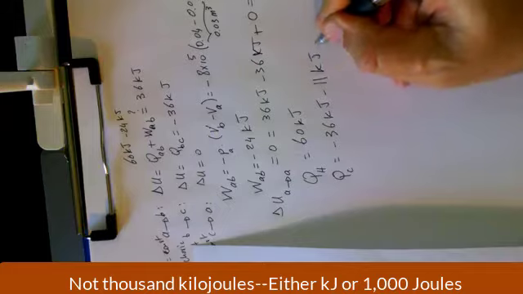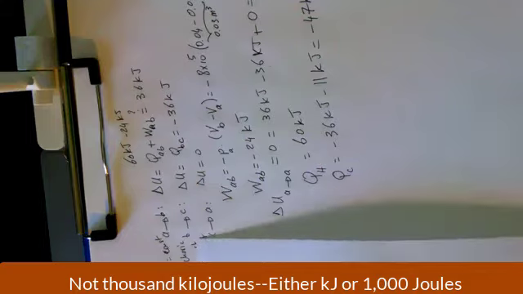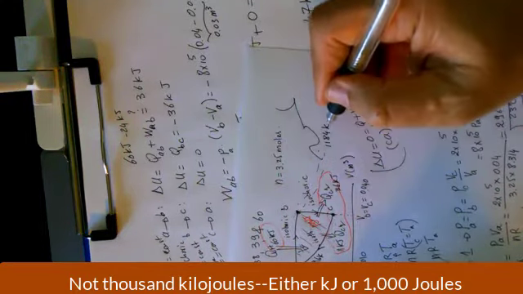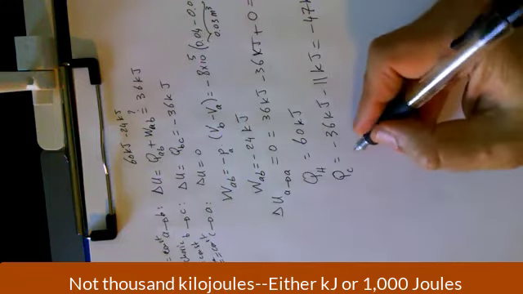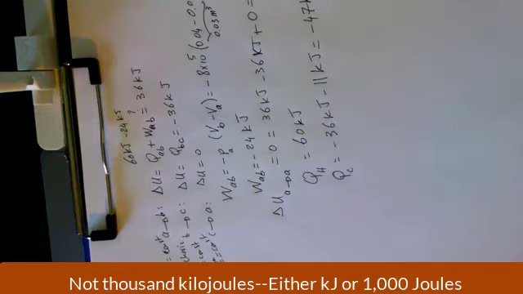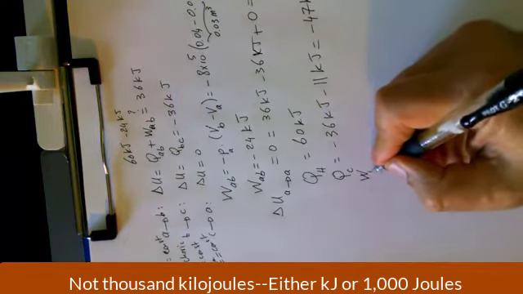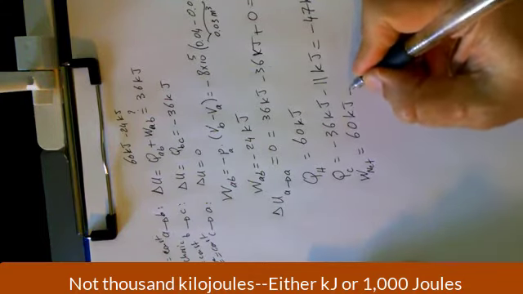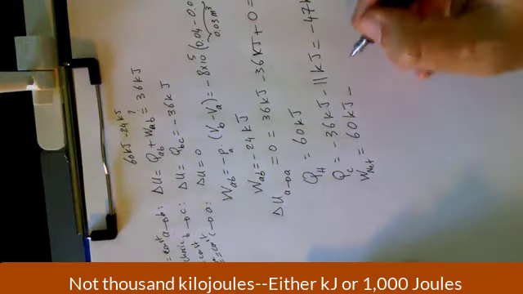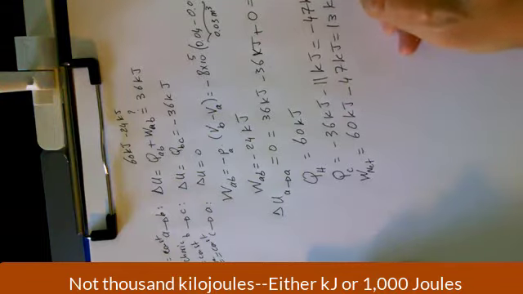So overall, we dumped negative 47,000 joules to the cold source. We're operating between 1,184 Kelvin and 296 Kelvin. That's how much heat we dumped in the process. Negative 47,000 joules is how much heat we took from it. The net work should be equal to 60,000 joules with this heat, minus 47,000 joules. So this is 13,000 joules.